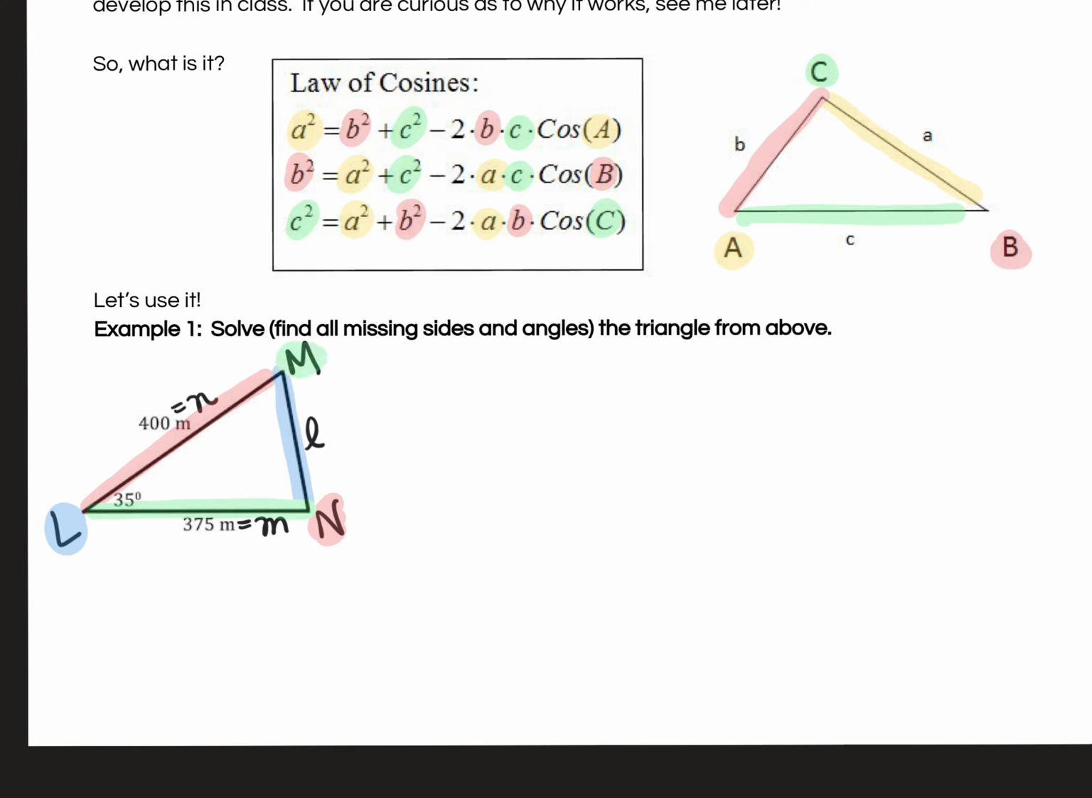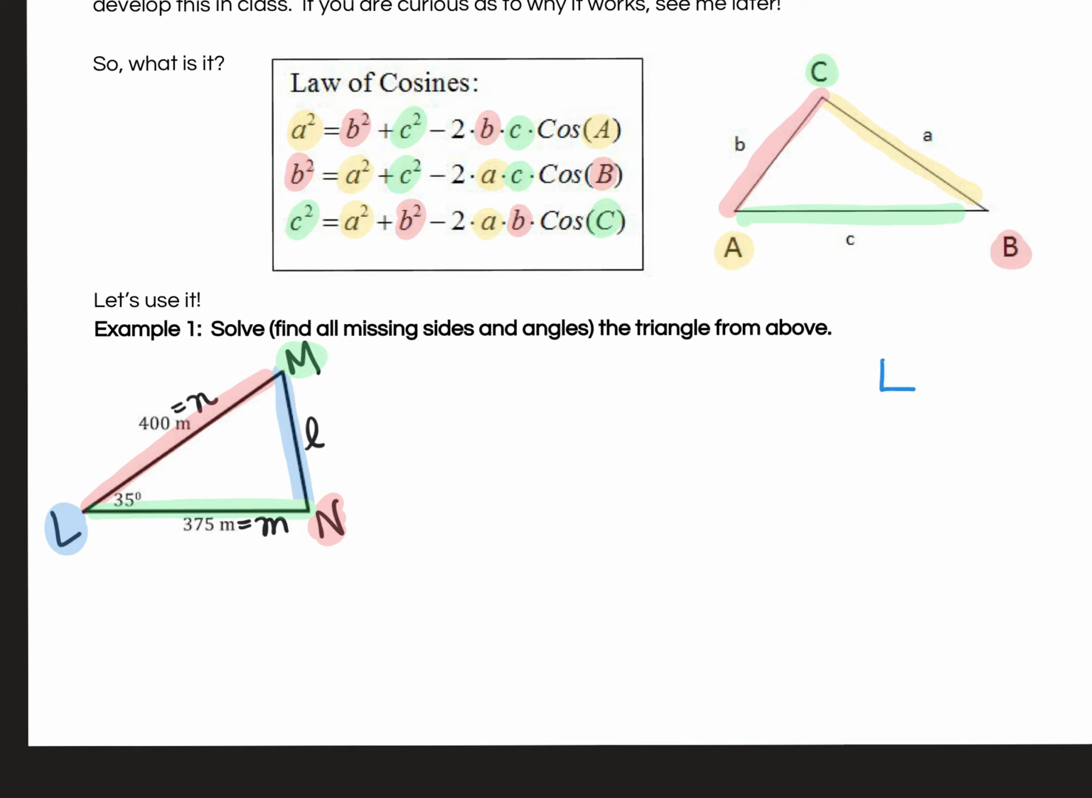Okay, now how do you know where to start? Well, you start with the angle that you know something about. All right, so in this case, I know that my angle is at L. Okay, so I have angle L. I'm going to write angle L all the way over here.